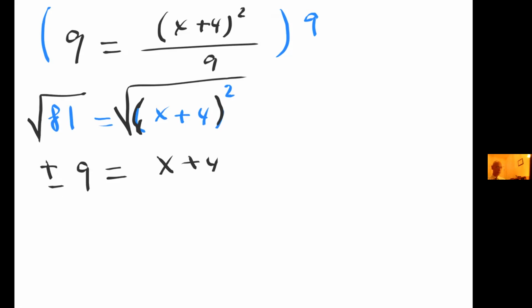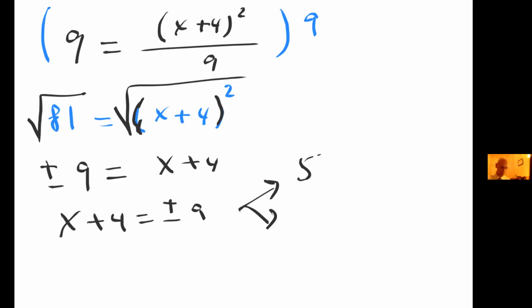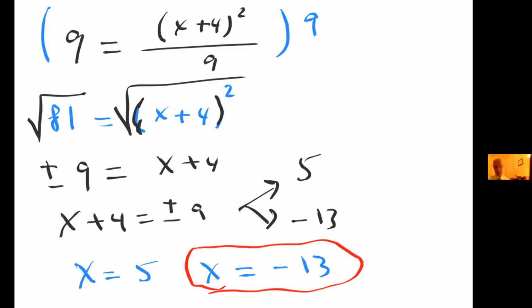You must be very careful with that. All right, so x + 4 equals plus and minus 9. Subtracting 4 from both sides gives me two answers. Positive 9 minus 4 is 5, and negative 9 minus 4 is negative 13. So I have x equals positive 5 and x equals negative 13, and this I cannot trust.